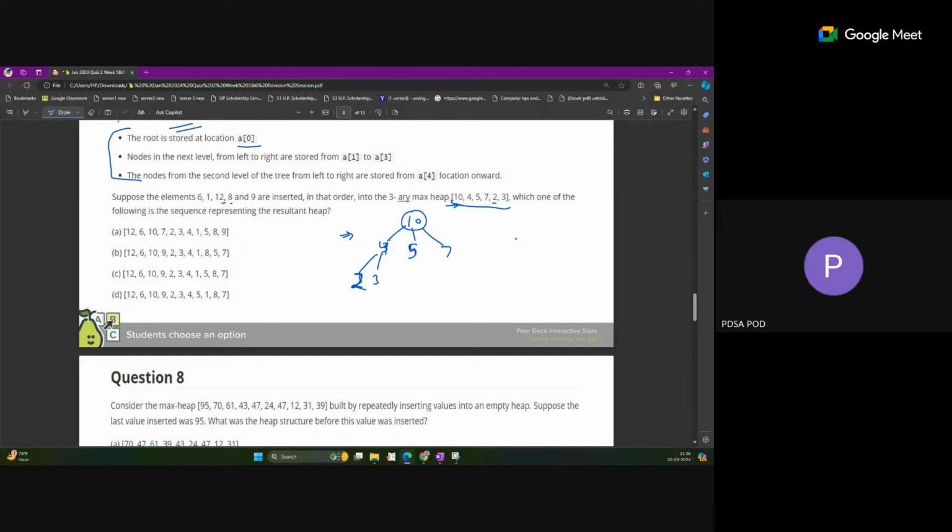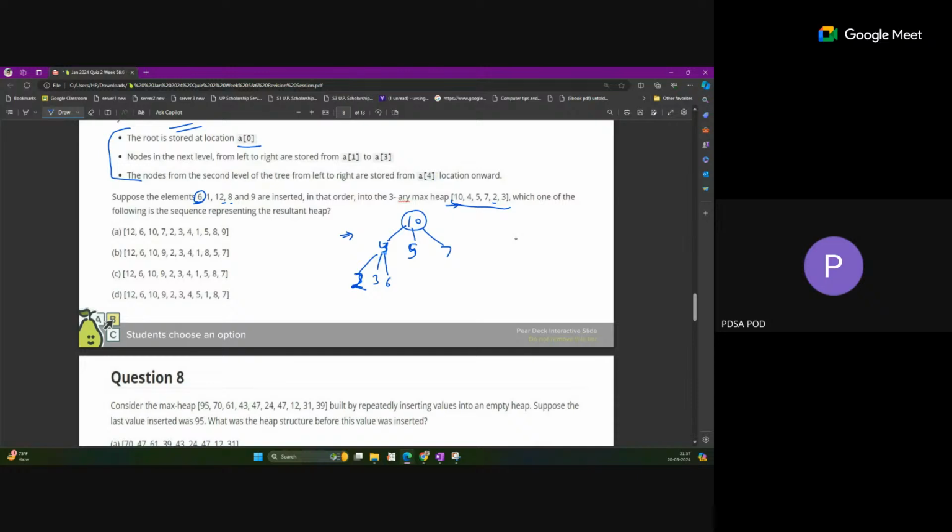Okay, a 3-ary max heap. But after that, we are inserting the elements one by one into this. Now the first element we will insert is 6. So 6 will be inserted at this place. But now this violates the max heap condition. So during insertion, we always compare the newly inserted element to the parent. If the order is not correct, then we swap, and we repeat this process until the root node in this path.